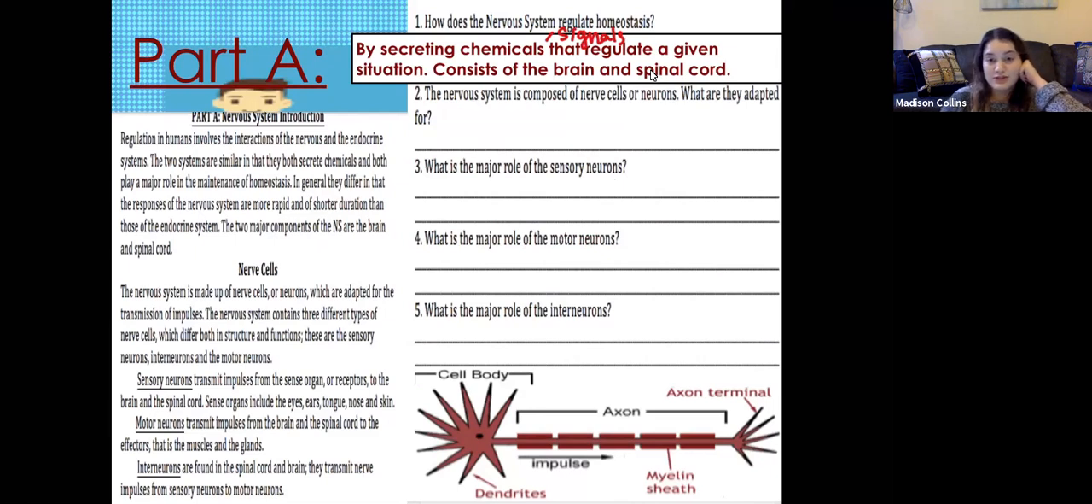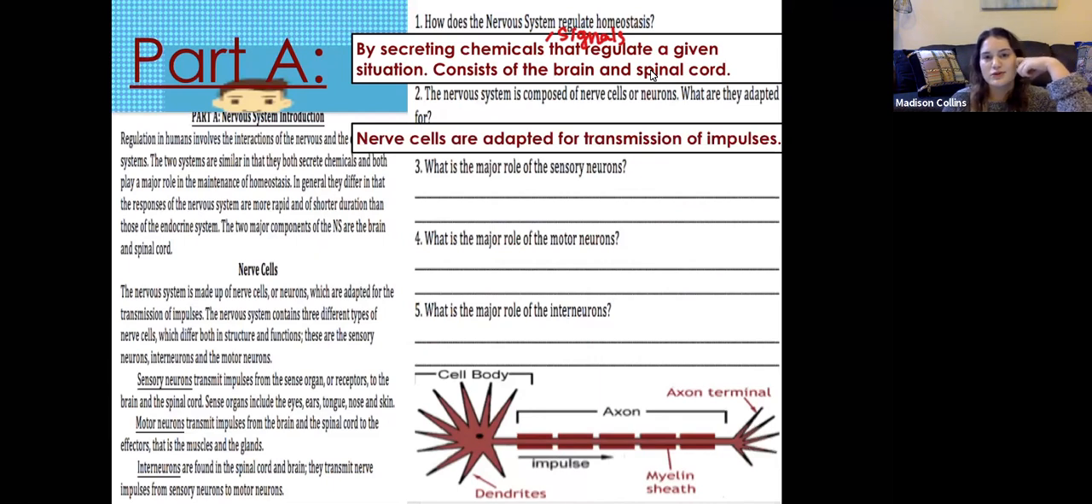Which leads us to number two. The nervous system is composed of nerve cells or neurons. What are they adapted for? Well, we need those nerve cells in order to transmit impulses. And remember, this word impulses means chemical signals that are sent throughout the nervous system.